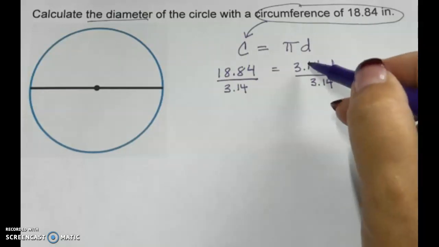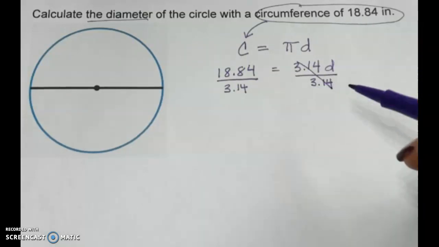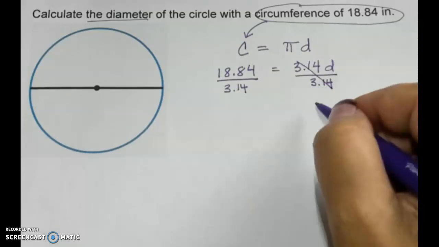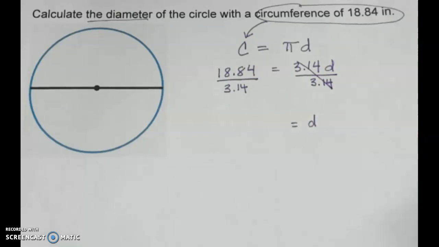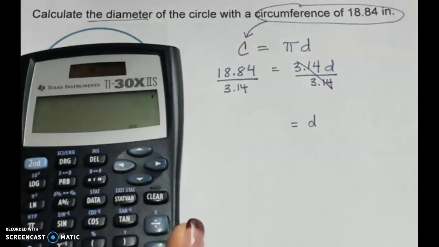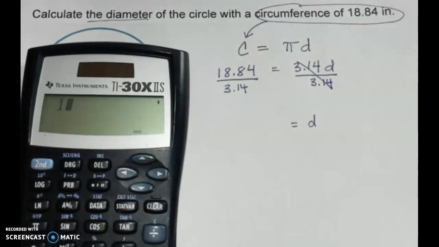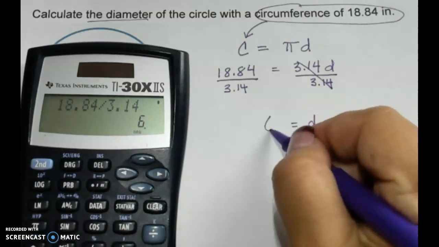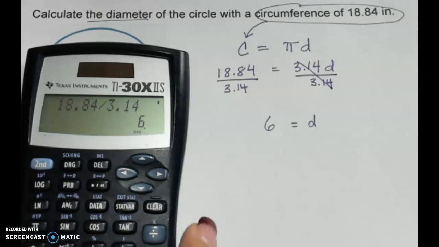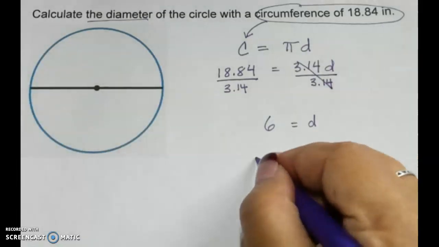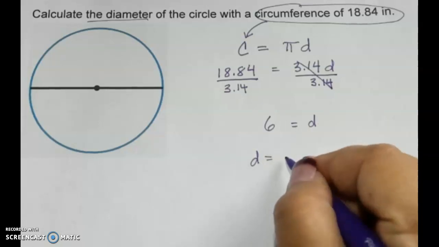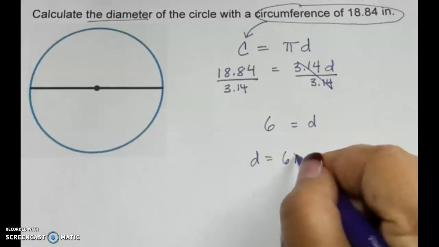Okay, on the right, 3.14 divided by 3.14 equals 1, so we're left with 1d. On the left, we need to figure out what that equals, so 18.84 divided by 3.14 equals 6. Well, that's a nice number. Okay, our label in this problem is inches, which tells us that our diameter is equal to 6 inches.